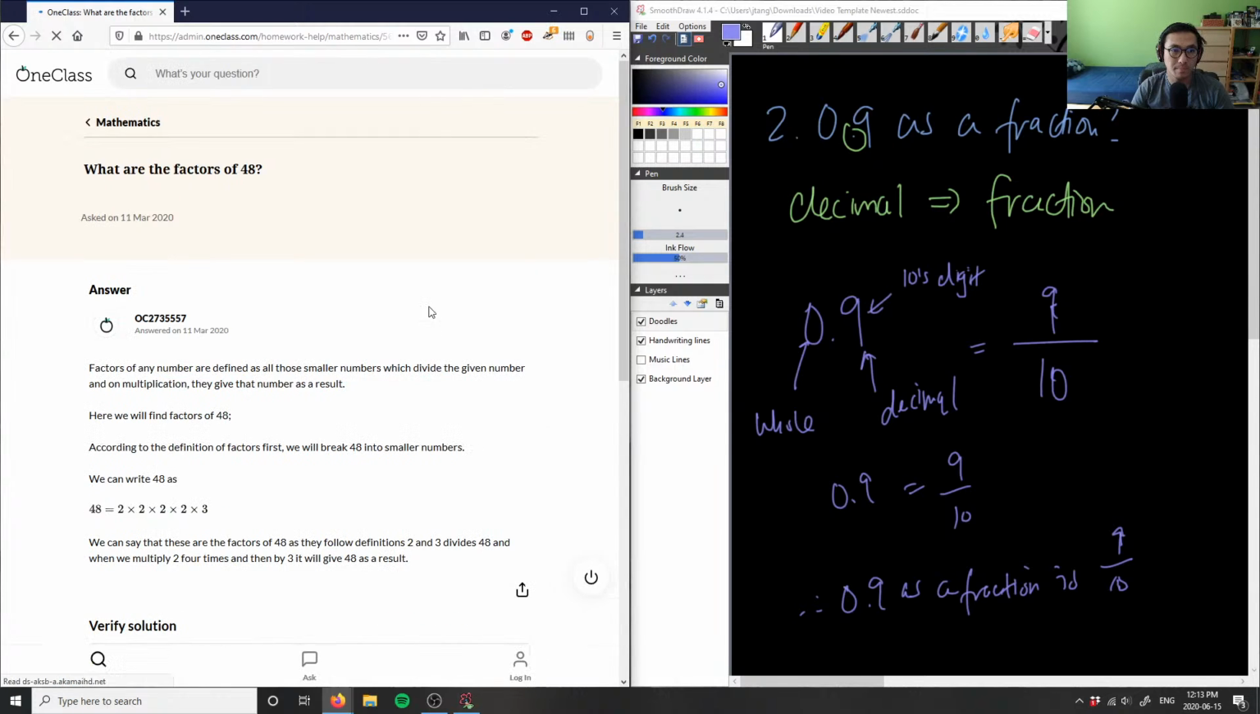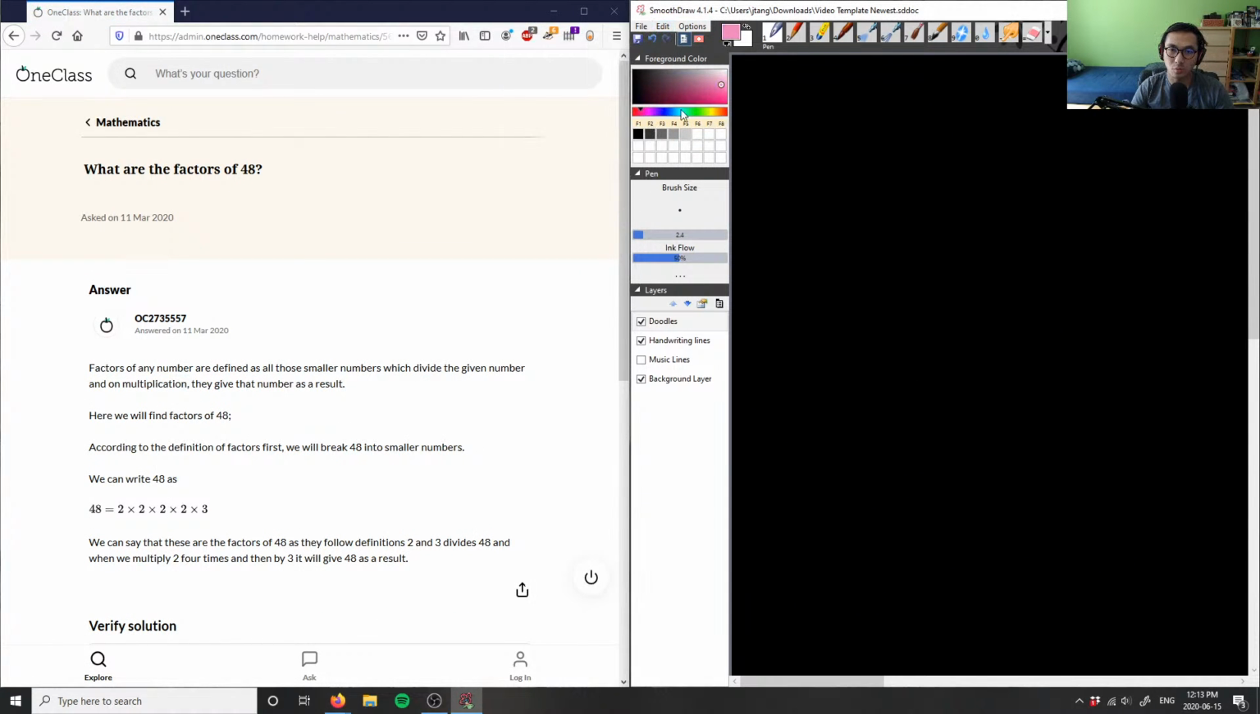Let's look at question 3. It asks us, what are the factors of 48? If we're looking at the factors of 48 here, it's very similar to prime factorization with square roots. So we're looking at 48 here, and we want to break this down into its prime factors. 48 is a pretty good number because it's an even number, which means I know that 2 must be a factor of 48.